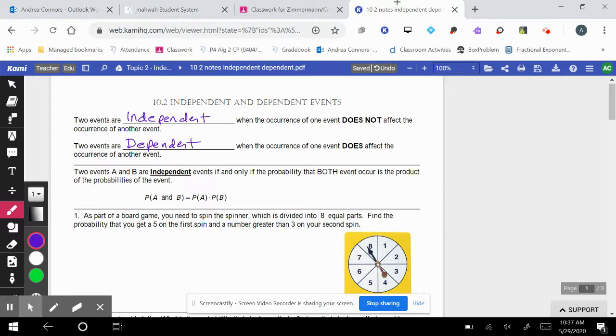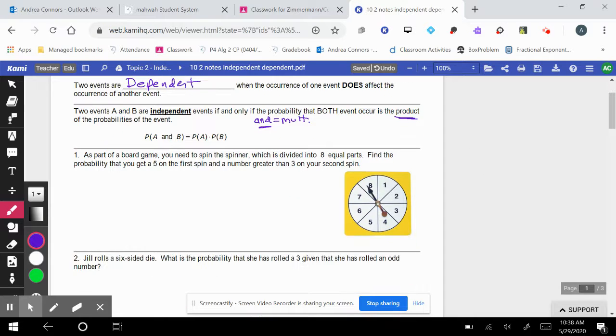So two events are independent if and only if the probability that both events occur is the product, which means multiplication, of the probabilities of the events. So for example, the probability of A and B is equal to the probability of A times the probability of B.